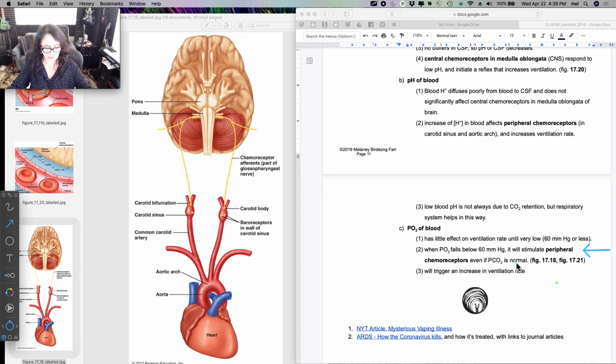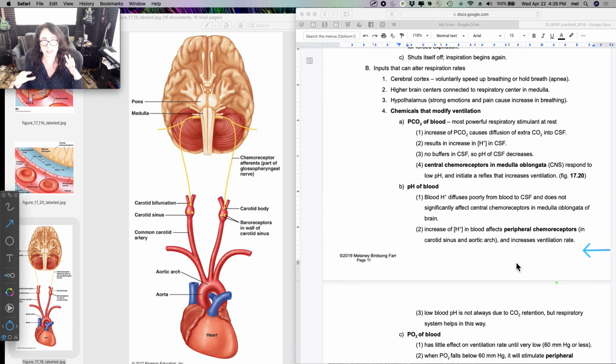So in order of importance to activate ventilation, this order: increase in PCO2, decrease in pH, decrease in PO2. Those are the three that will cause ventilation increases.